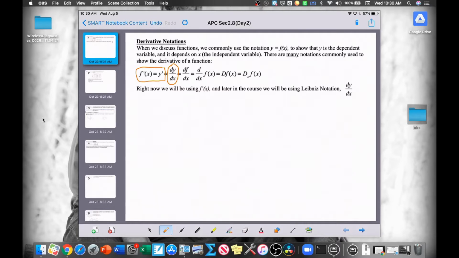But our textbook uses the f prime of x or the y prime notation, and then later when we talk about implicit differentiation, we will be using Leibniz notation, which is this dy dx. Leibniz is the guy that came up with that notation. So just be aware that there are different ways to write the derivative, but they all mean the same thing.